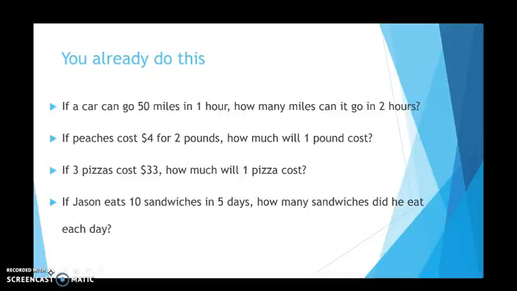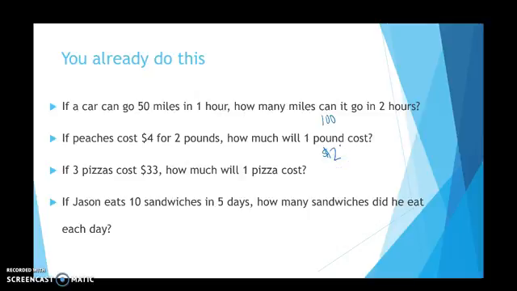So for example, if a car can go 50 miles in an hour, how many can it go in 2 hours? So we're just doubling the 50, so 100 miles in 2 hours. If peaches cost $4 for 2 pounds, how much would it cost for 1 pound? So I'm going to take half of the $4, so it's $2 a pound.